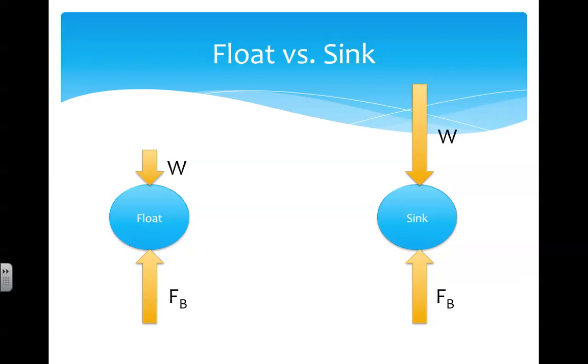What if the object floats or sinks at a constant speed? How does the magnitude of the weight relate to the magnitude of the buoyant force? Well, objects moving at a constant speed are considered to be in a state of equilibrium, and therefore the weight must be equal to the buoyant force. Remember, this is only true for objects moving at a constant speed.